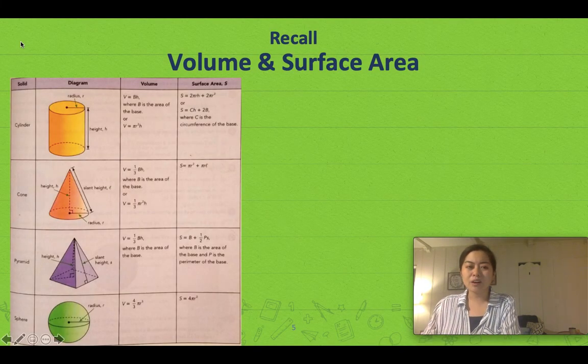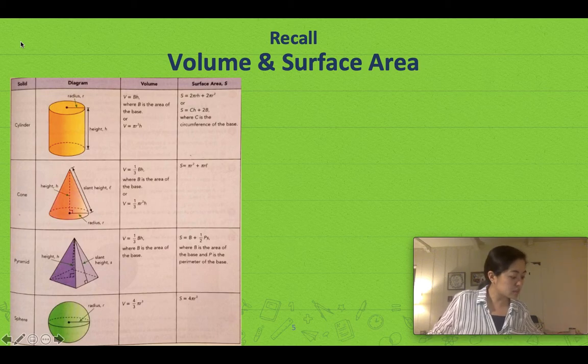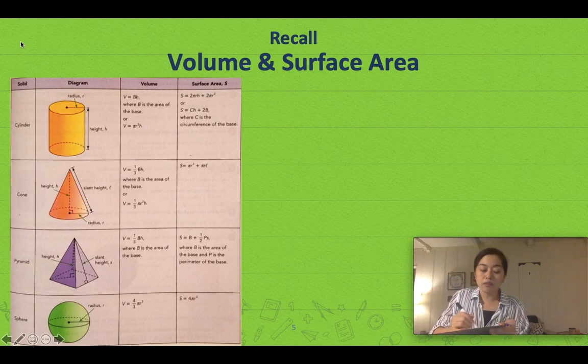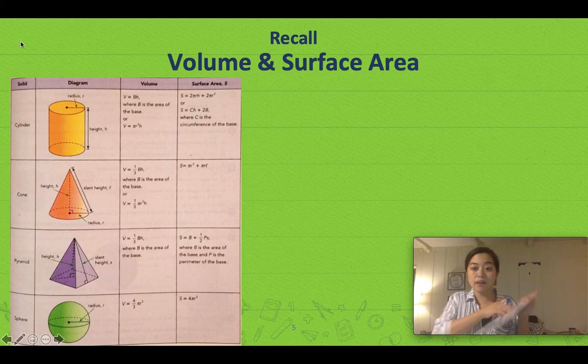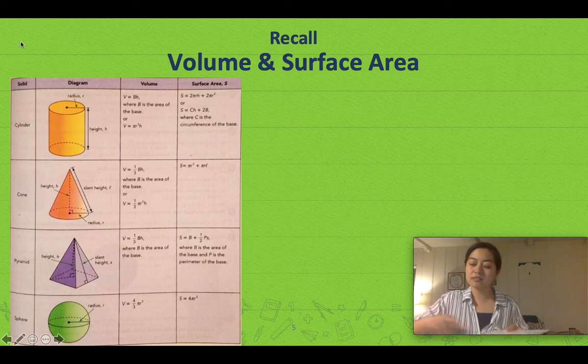Okay. Now, if you look inside of your textbook at the end of chapter 8 on page 169, you're going to see this summary of these basic solids, the volume and surface area of those basic solids over there. Okay, so put a bookmark there, a post-it there, so you can refer back to it as you work on the problems.